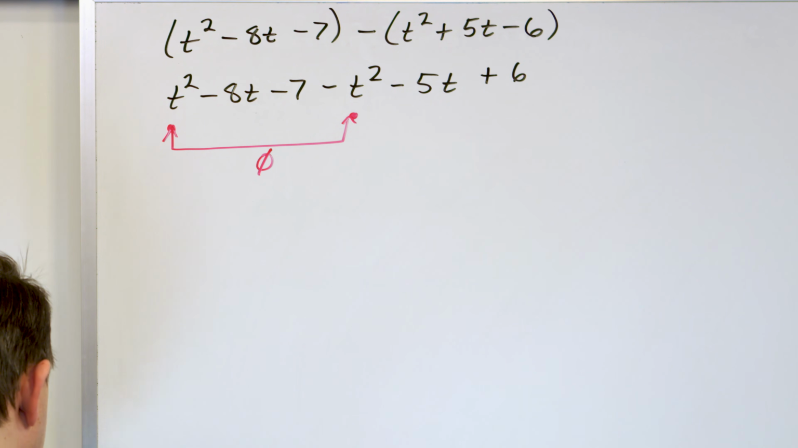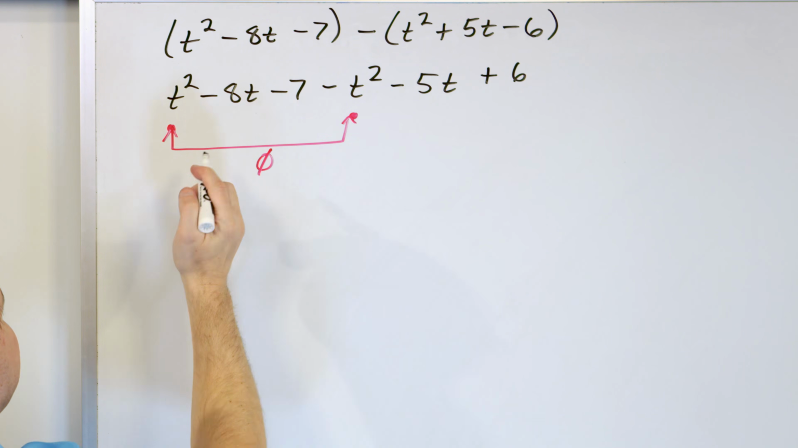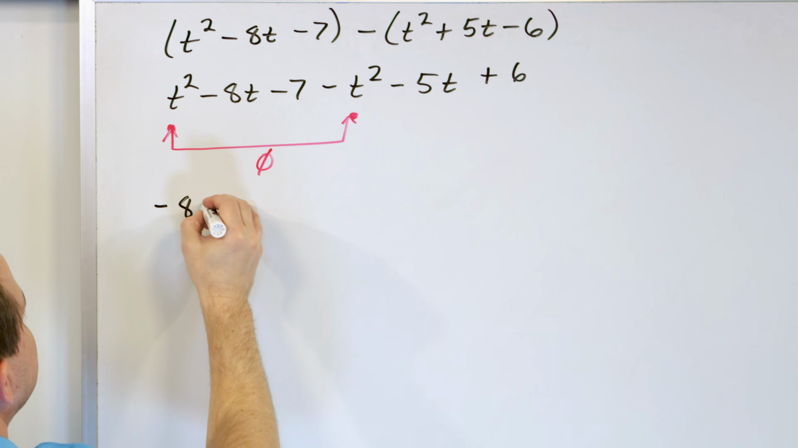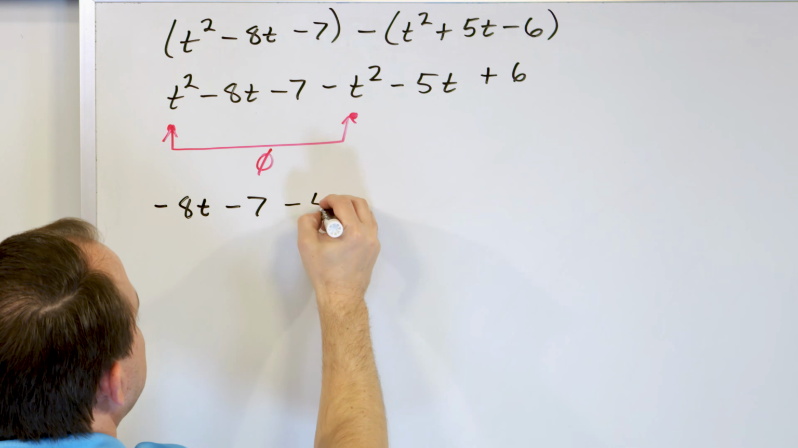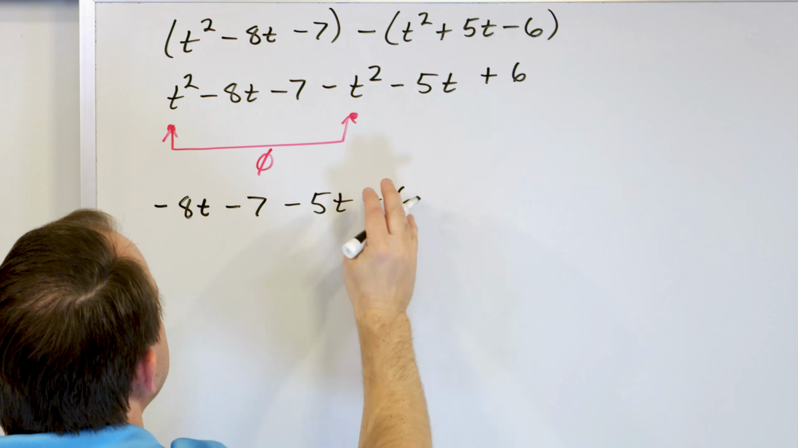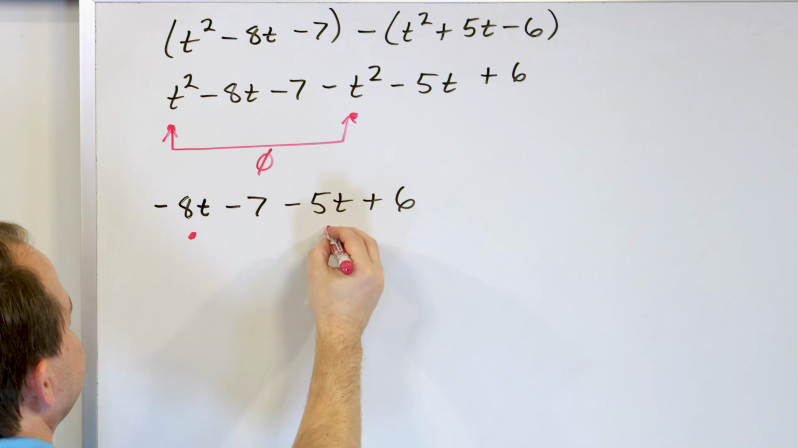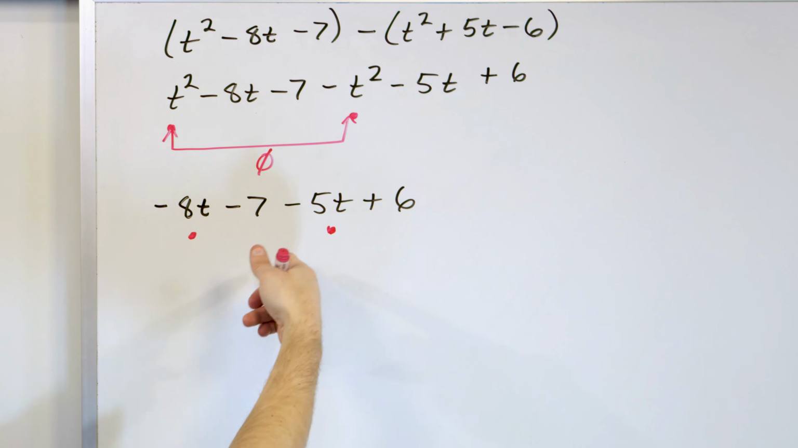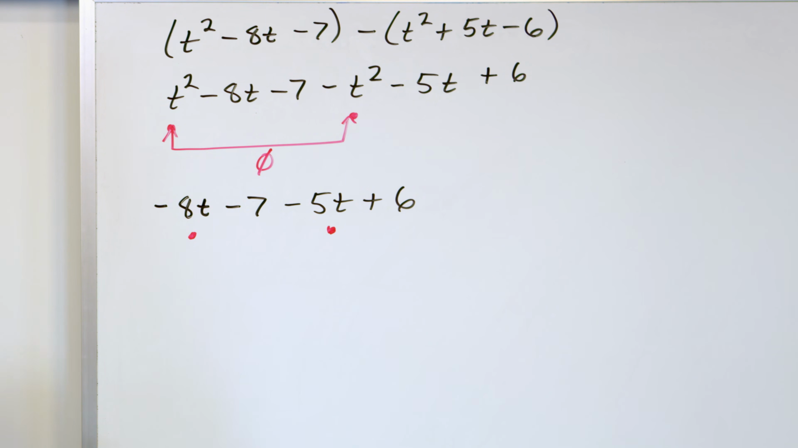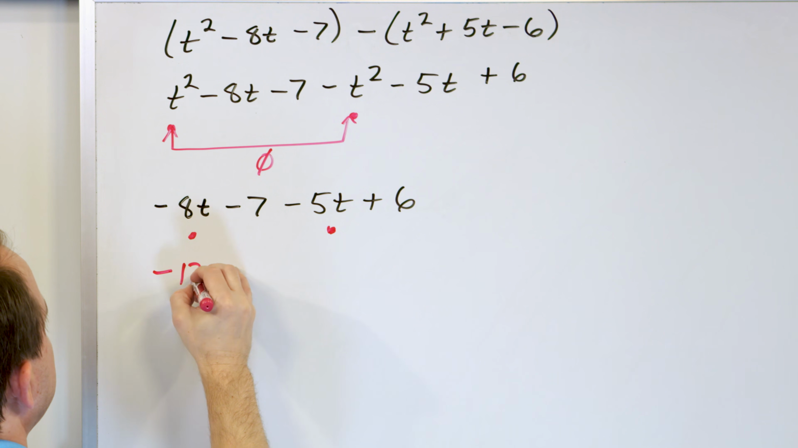So they're going to disappear, and just to have absolute clarity, I'm going to rewrite everything that's left over. This is left over. You're going to have negative 8t minus 7. The t squared's gone. Now we have minus 5t plus 6. So the t squareds are gone. That's all I've done. And now I look and see, here's a term with t, here's a term with t. What is negative 8 minus 5? Or think of it as negative 8 plus a negative 5. Then what you're going to get there is negative 13 times t.